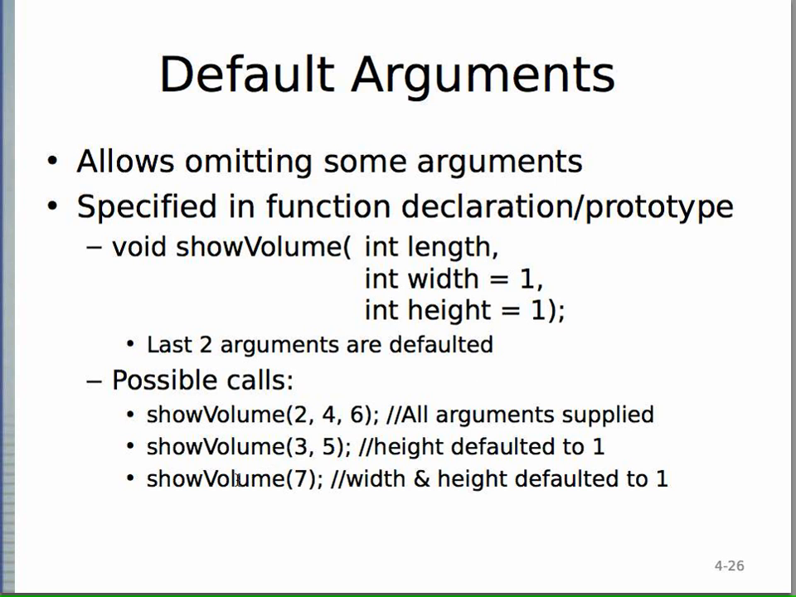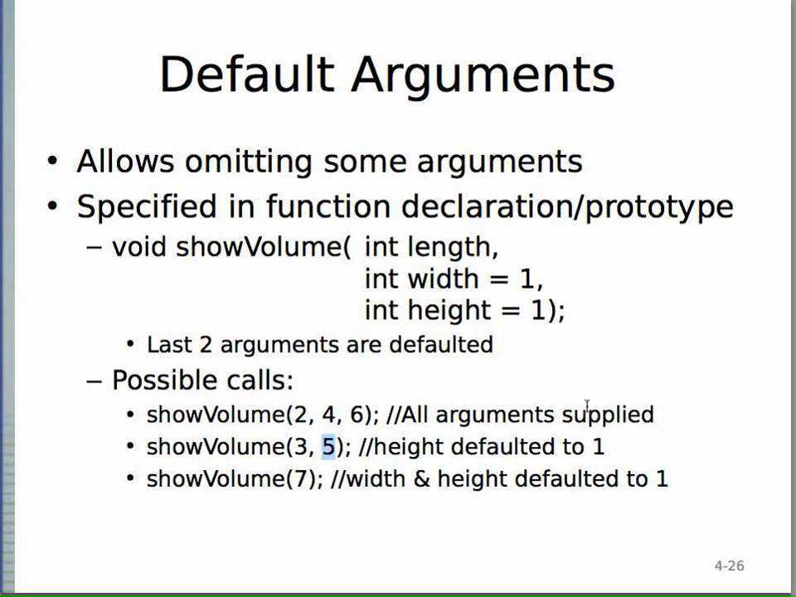So for example, if you call this function with just one argument, then width and height are defaulted to 1. If you call it with 2 arguments, length will get whatever it's passed in, 3, width will get a 5, and height will default to 1. And if you call it with 3 arguments, then you don't use the default values. All the arguments are supplied.